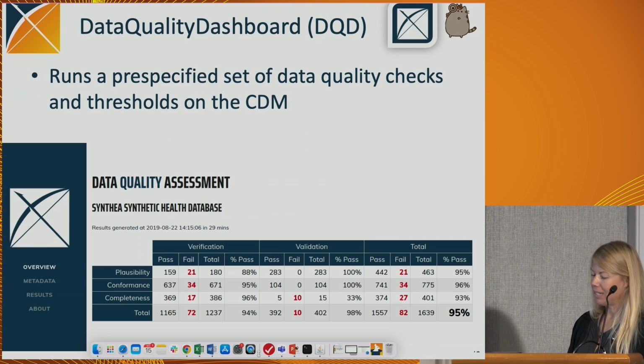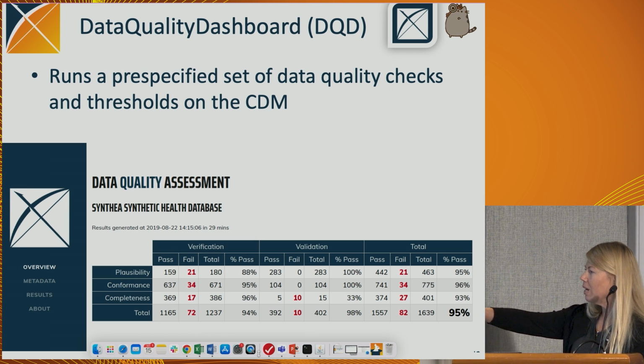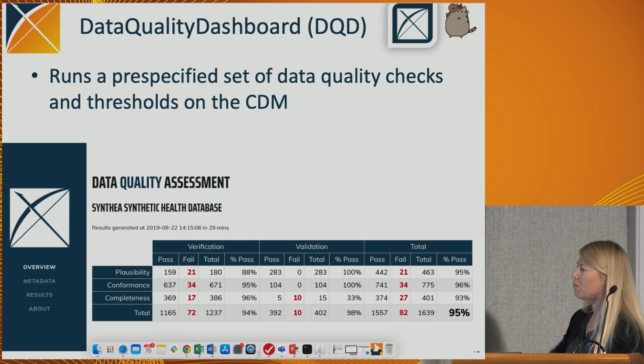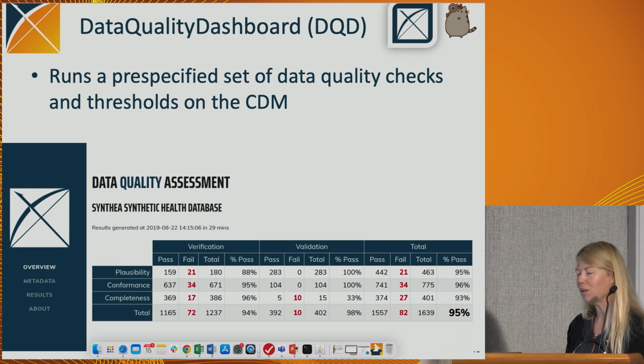And the data quality dashboard. This is based on the Kahn data quality framework, and it runs over 3,400 data quality checks. And this nice overview right here gives you a general overview of your passes and your fails. Your metadata just tells you about your CDM, what version of the vocabulary you're on, things like that, what date your data is from, when this data quality was run.